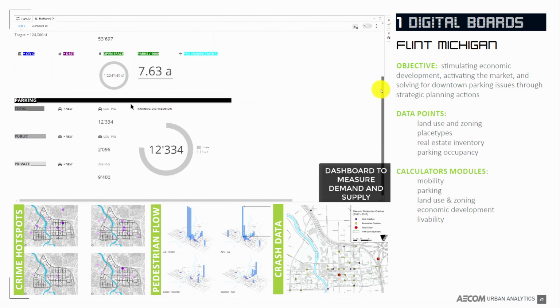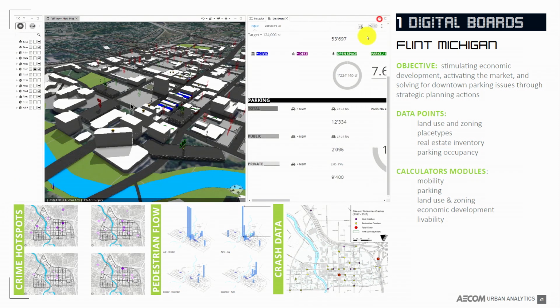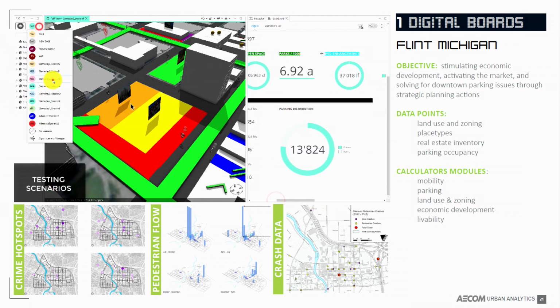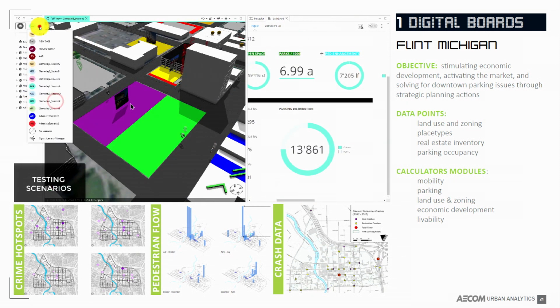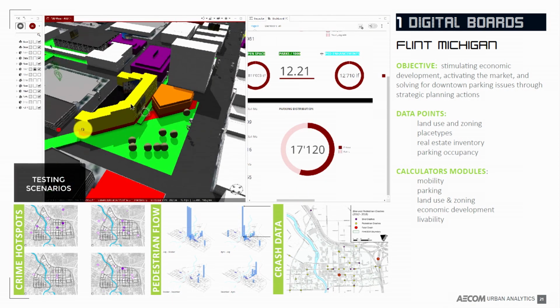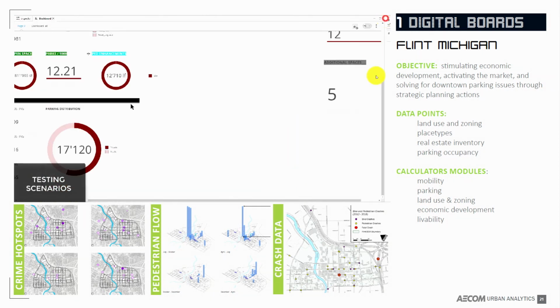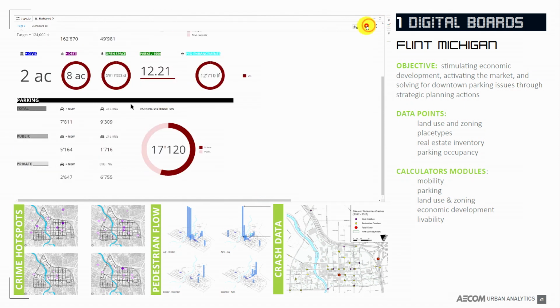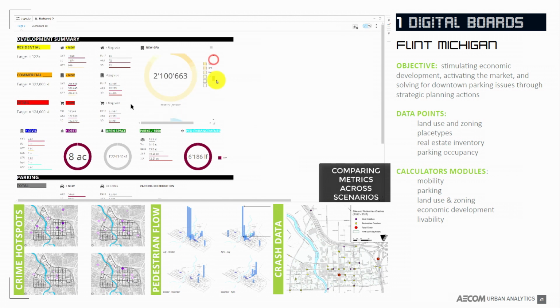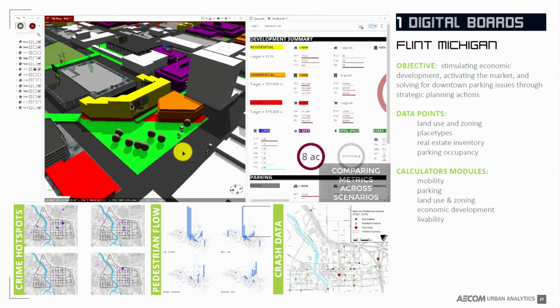And then again, there's this idea of dashboards to measure demand and supply. How much are you creating? As you create your scenarios, how much are you creating? How much are you meeting the demand? How much are you meeting the supply, generating new supply, and so forth. And these were quick place type definitions that we used to calculate these geodesign models and come up with these calculators. And I'll get into the place type aspects a little bit later.